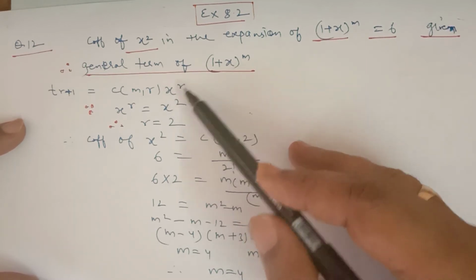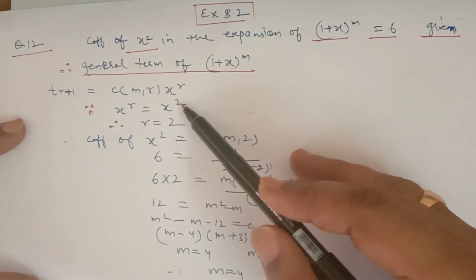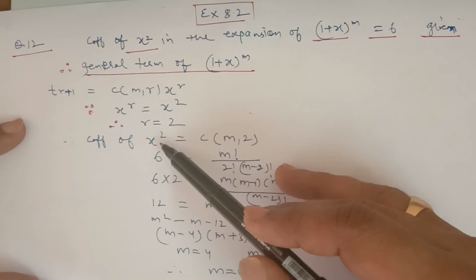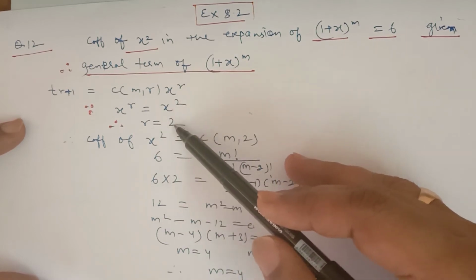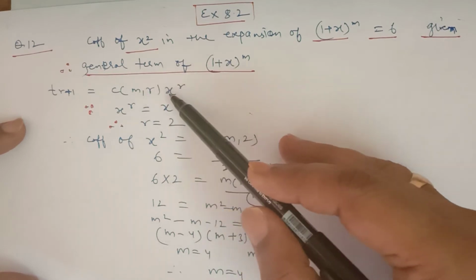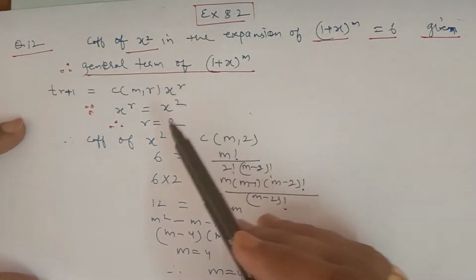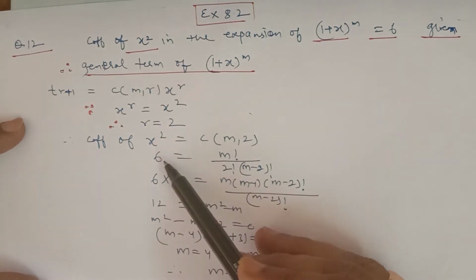So put x to the power r is equal to x to the power 2. So the value of r will be equal to 2. So the coefficient of x square will be obtained by putting the value of r as 2 here. Combination of m 2 will be the coefficient of x to the power 2. This is combination of m 2. And it is given that the coefficient of x to the power 2 is equal to 6.